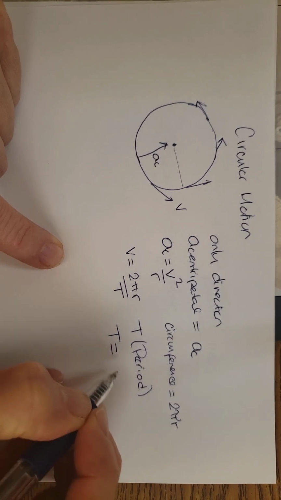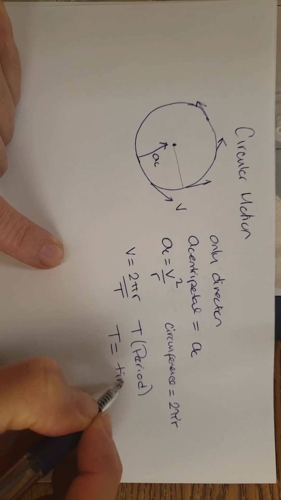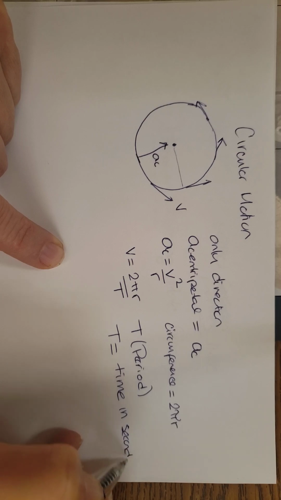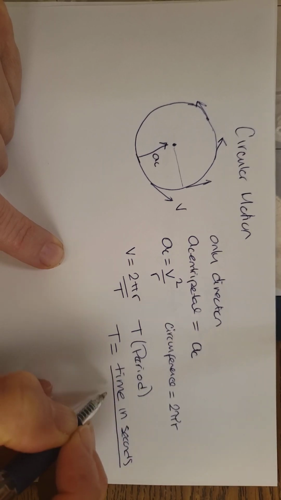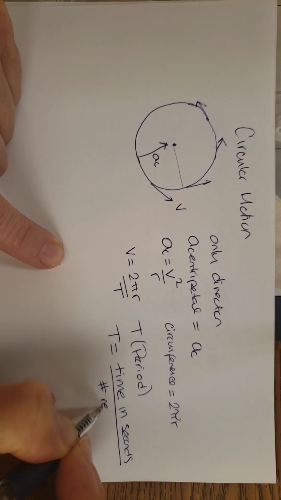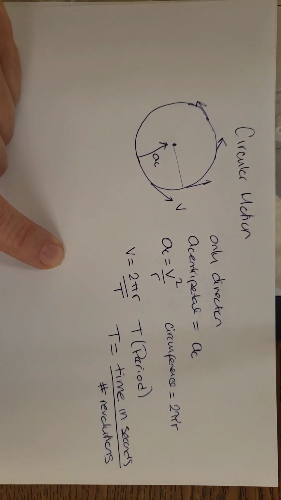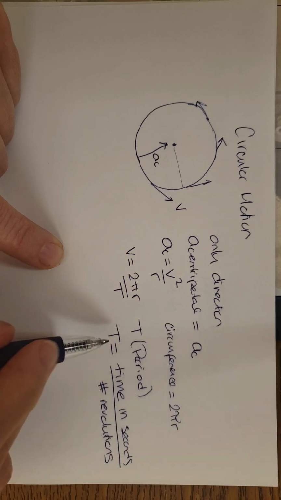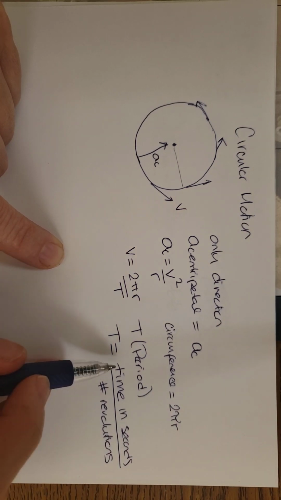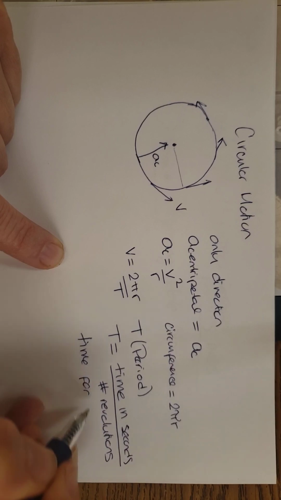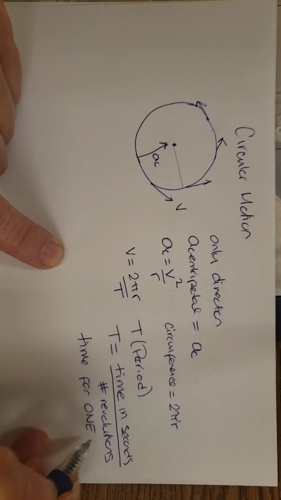The period is going to be calculated with the time in seconds divided by the number of revolutions that the object is making. Therefore, the period is the time for one revolution.